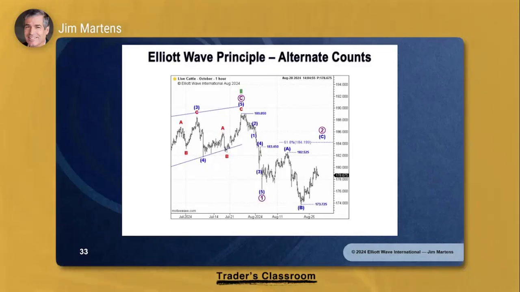Furthermore, now that we switched counts, there's work to be done. Wave C will travel 1.618 times wave A, just below the 61.8% retracement target at 184.20. So we have a target cluster building right around 184 for the end of wave C and the end of wave 2. Once it's complete, the larger downtrend should resume.